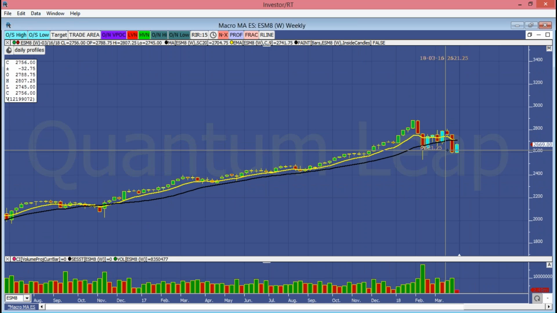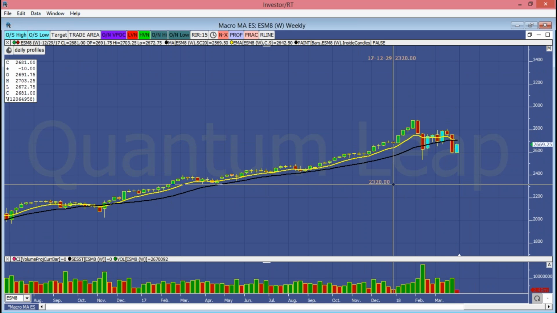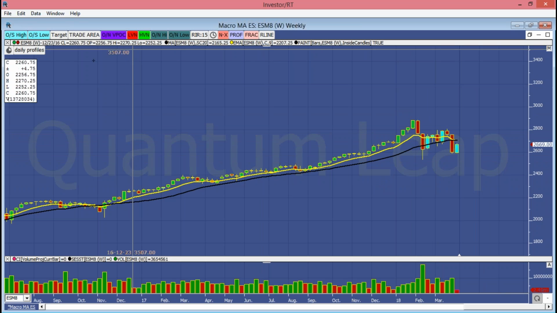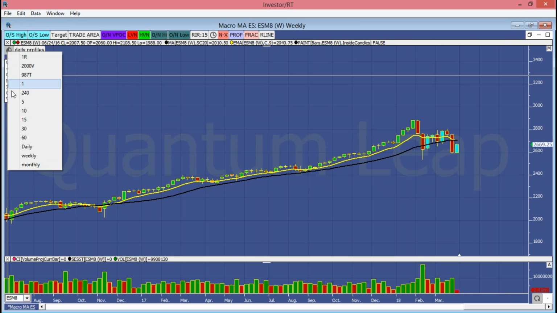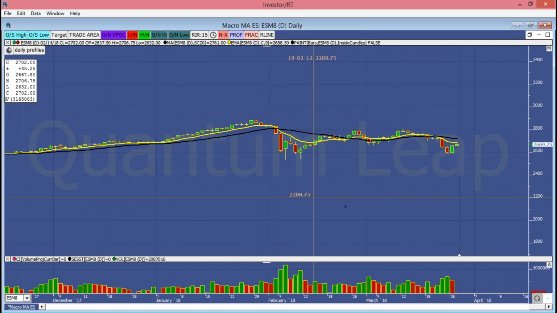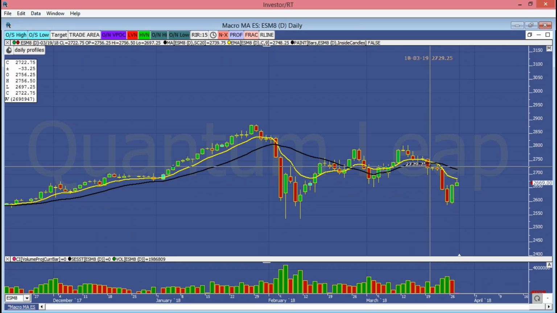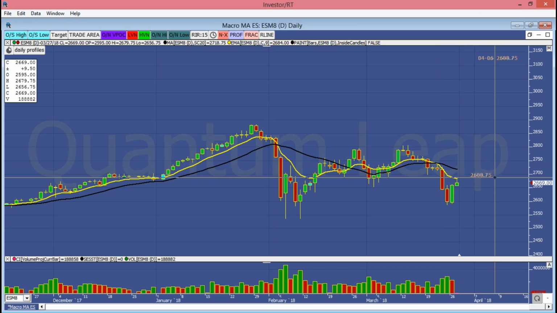On the weekly, though, we do have a break of the trend. We are below the 9 and the 20, so we do have a possible trend change. We're in a consolidation here on the weekly, but we are seeing weakness coming in. On the daily, we do have the start of a downward trend. We've got slope and separation to the downside. Watching the 85.75, if we get above that, then we could get a run up into the 2700.